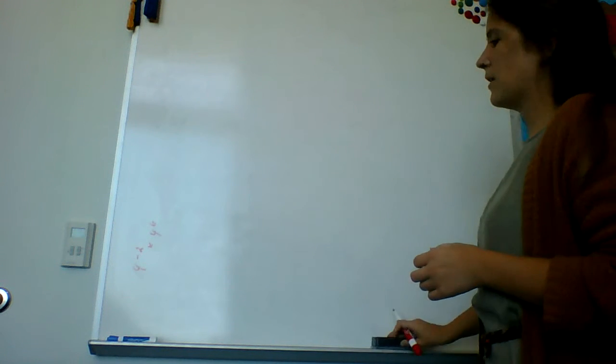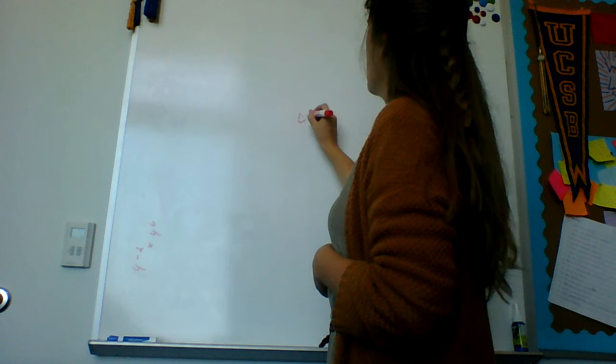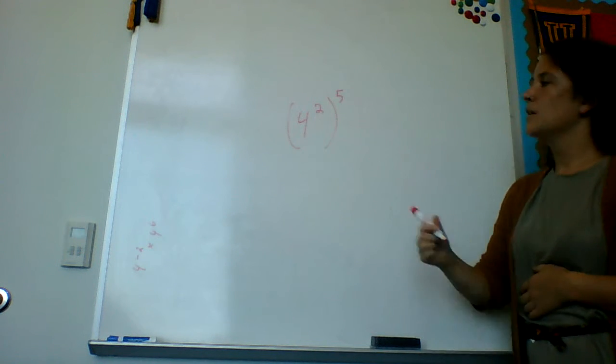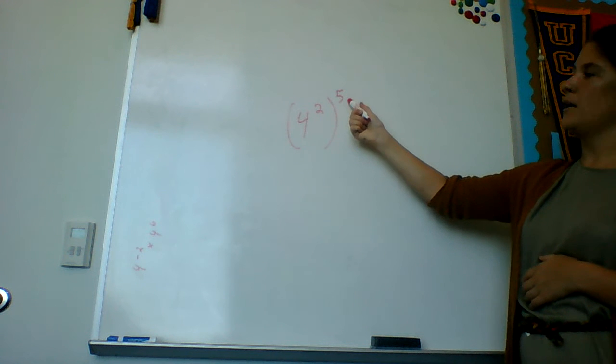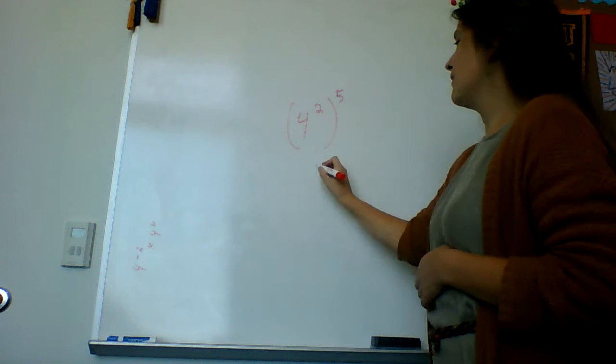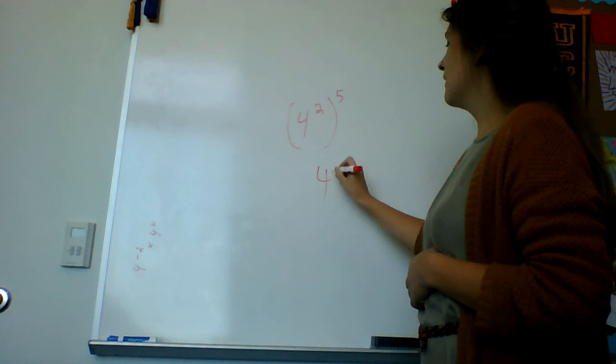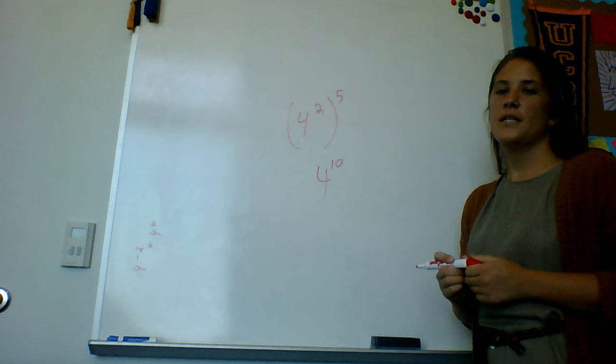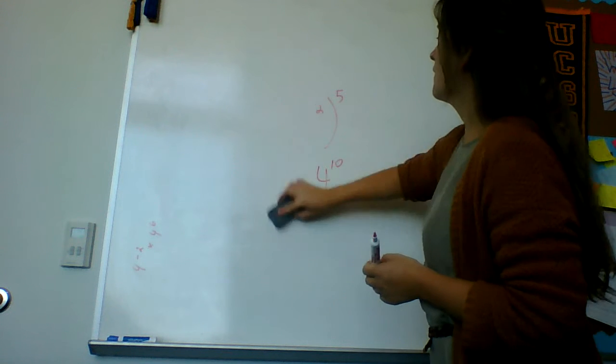We also know that we can raise an exponent to an exponent. So if I have 4 squared to the 5th power, if I have an exponent raised to an exponent, I multiply my exponents. 2 times 5 is 10. This would simplify to 4 to the 10th power. I may also see something like this.